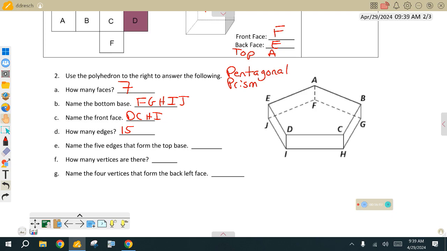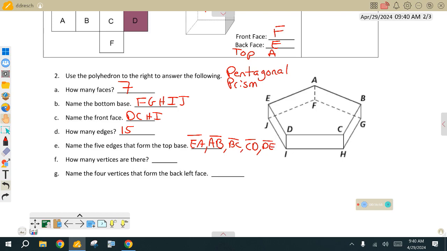Name the five edges that form the top base. So that's where we're naming segments. An edge is a segment. So top base, name me one of those edges. EA? EA, and then what? AB, and then BC, and then CD, and then DE. That's it.